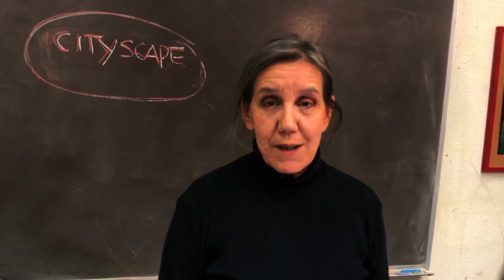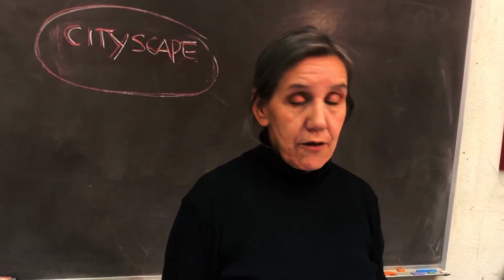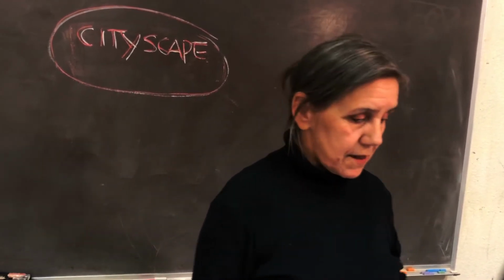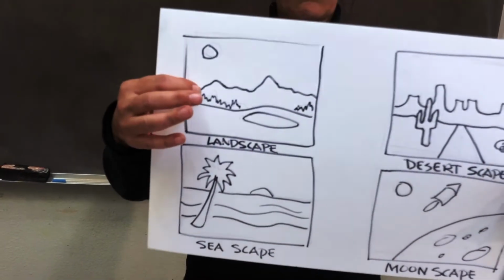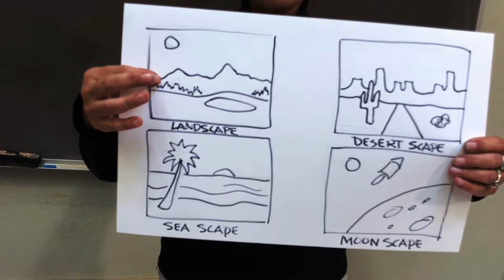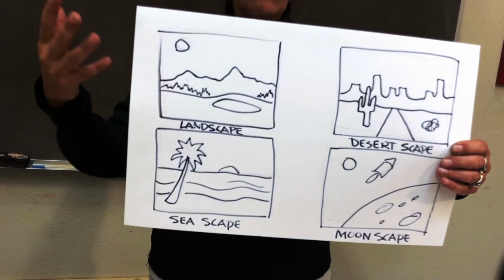Today, it's about cityscapes. Now, there are many kinds of landscapes. Let's take a look at some. So here, we have your regular landscape. I suppose you could call that a mountainscape if you wanted to, but this is just your regular landscape.